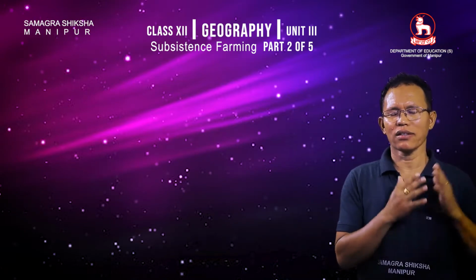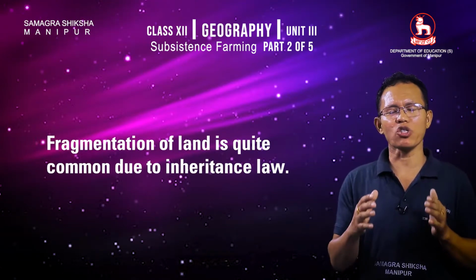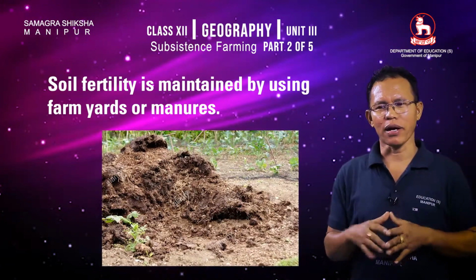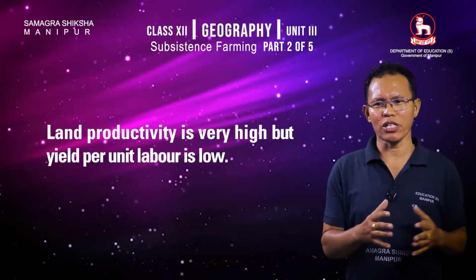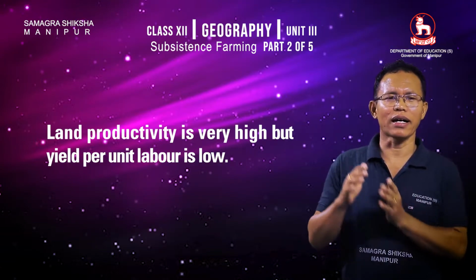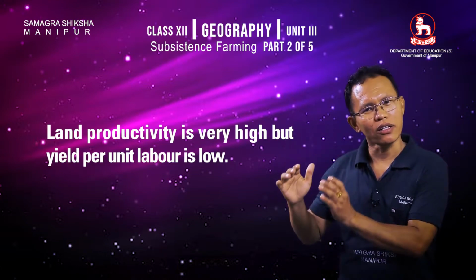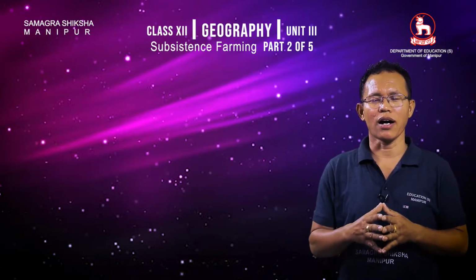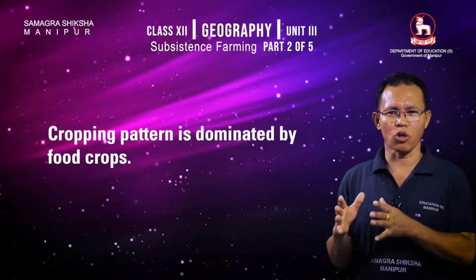The other characteristics: the fragmentation of land is quite common because of inheritance law. The soil fertility is also maintained by using farmyard manures. Therefore, the productivity of land is very high on one side, but the productivity or yield per unit labor is very, very low because a larger number of manual laborers are employed. The cropping pattern is also dominated by food crops.